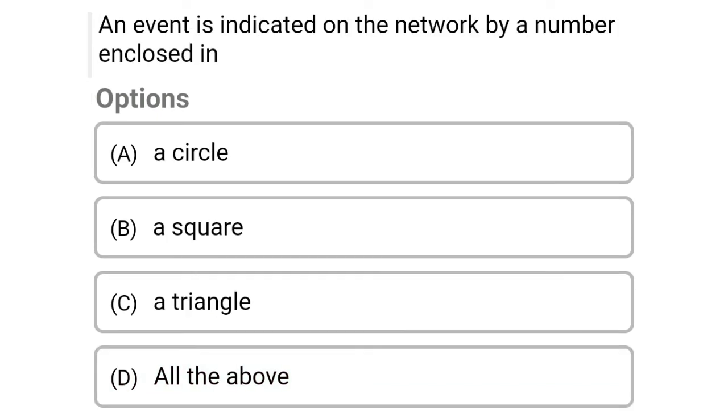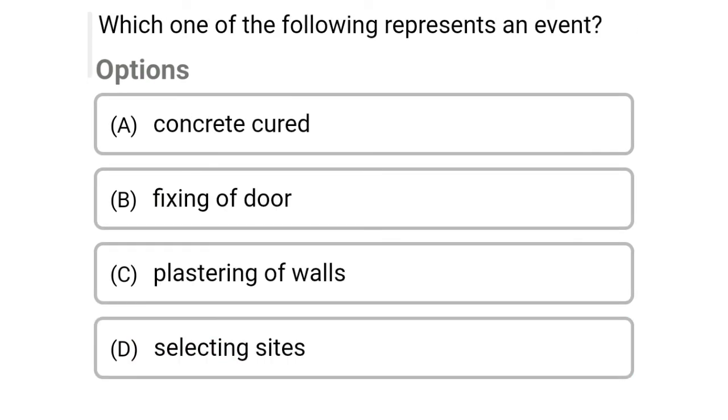Next question, an event is indicated on the network by a number enclosed in option A, a circle, option B, a square, option C, a triangle, option D, all the above. So the correct answer is option D, all the above. So next question, which one of the following represents an event? Option A, concrete cube, option B, fixing of door, option C, plastering of walls, option D, selecting sites. So the correct answer is option A, concrete cube.